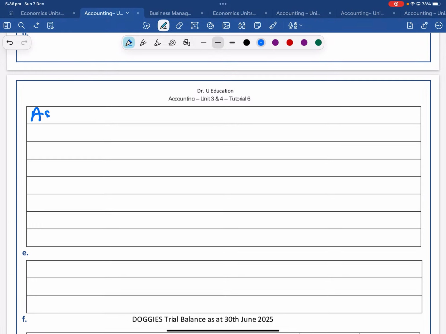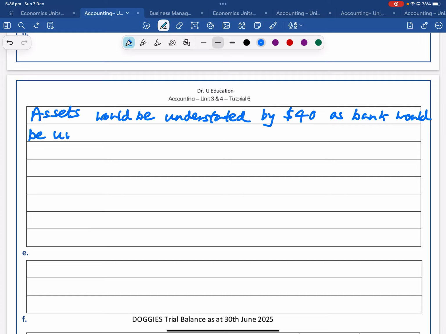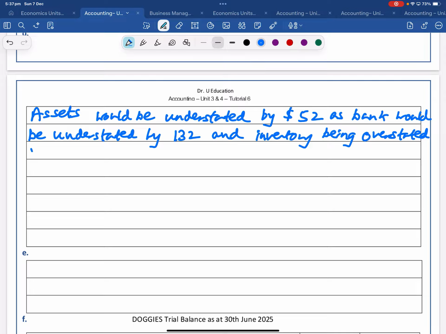Okay, take down like this. Assets understated by 52, as bank would be understated by 132, and inventory being overstated by 80.